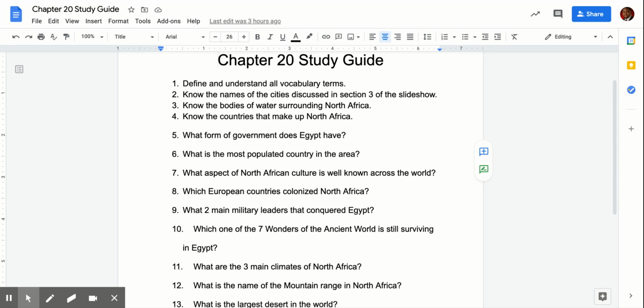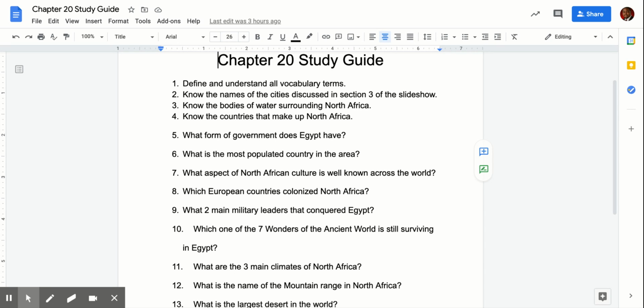Number 7, what aspect of North African culture is well known across the world? So this question can be answered in section 2 or 3, but I'm looking for a product or an ideal that is known throughout North Africa. Okay. Number 8, which European countries colonized North Africa? Okay, so we're referring to the recent 1800s and 1900 colonization of North Africa. So refer to the countries that I discussed on the map within section 2.